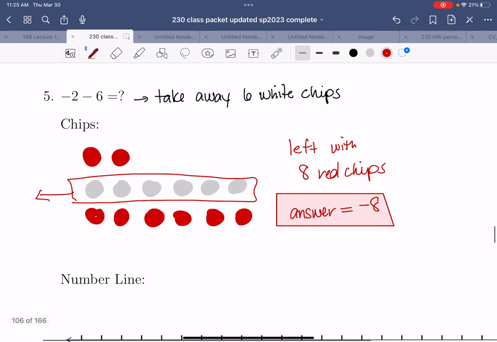Okay. And again, you're going to write out some sentences that tell me exactly what you did. It would go something like this. We start with 2 red chips. We want to take away 6 white chips, but we don't have any. So we put in 6 0 pairs, then take away 6 white chips, and we're left with 8 red chips.